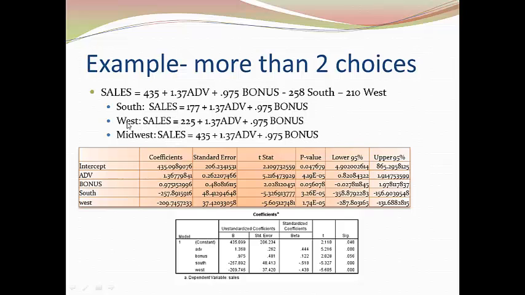So you will see the intercept actually change based on whether each of those dummy variables has a hit. So same way, if we're in the West, South would take a value of 0, but West would take a value of 1. So my intercept of 435 would reduce by 210. So in the West, sales would be equal to 225 plus 1.37 advertising plus 0.95 bonus. The rest of your interpretations would all go in the same way.